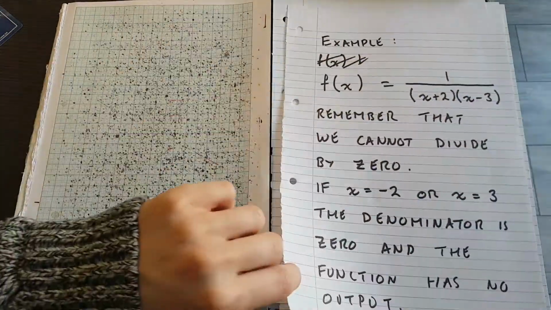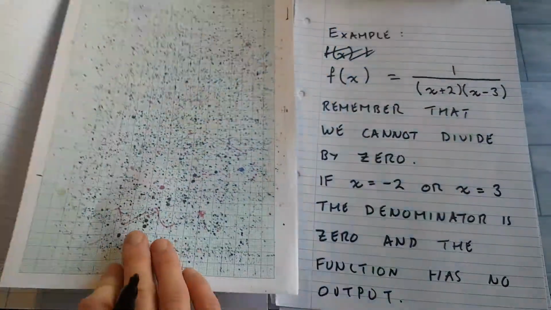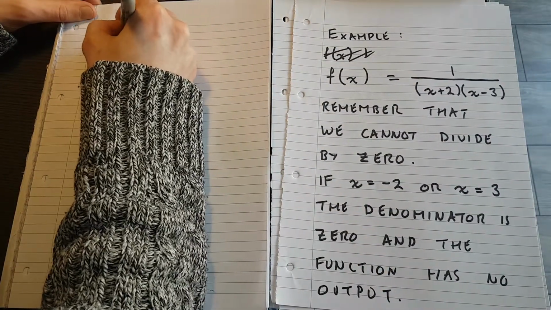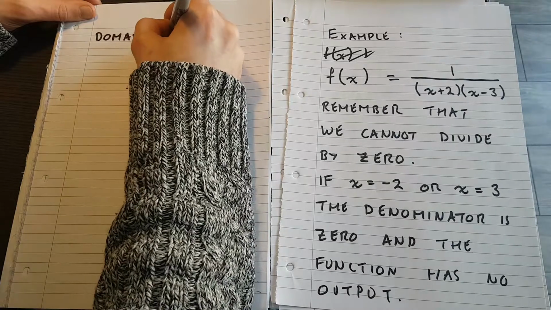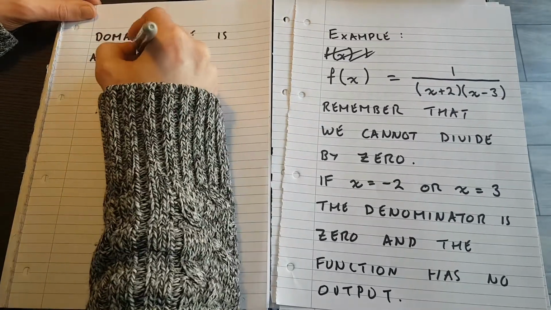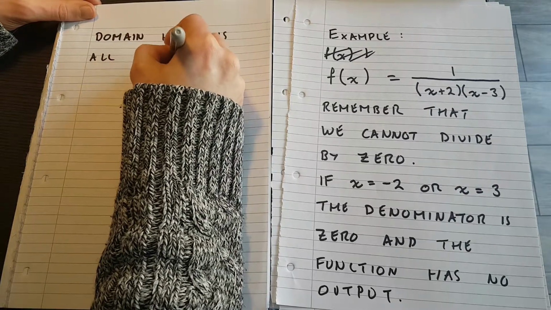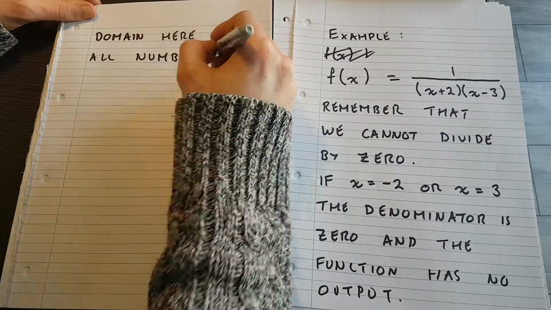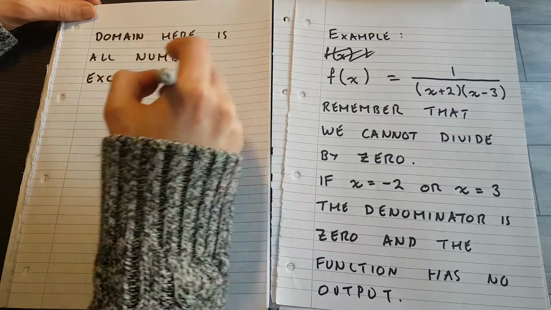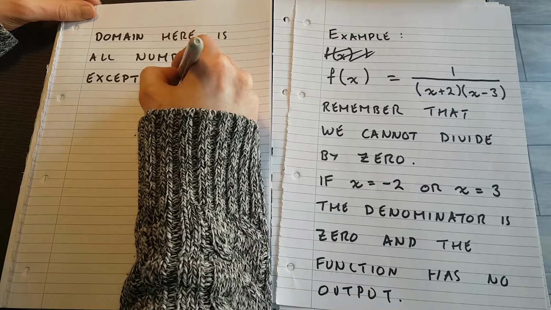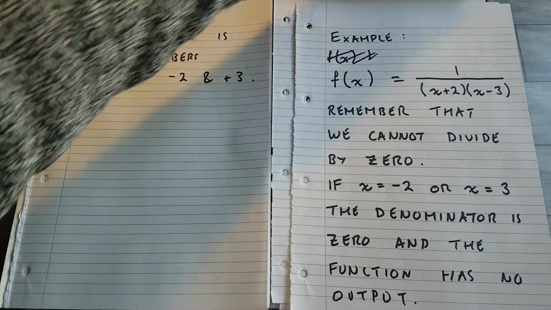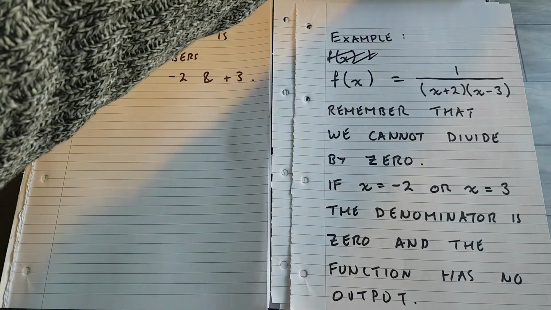So the domain here is all numbers except minus 2 and plus 3. They are not within my set of allowable inputs.